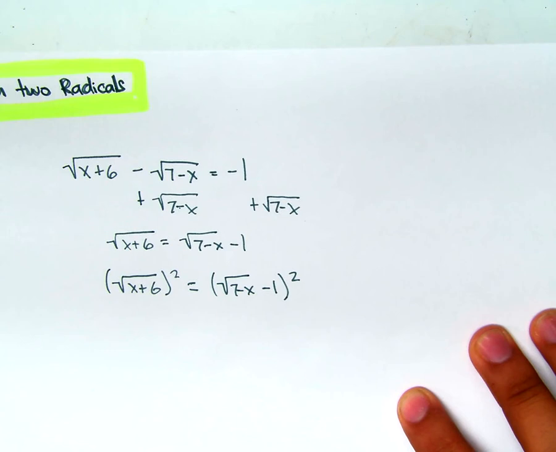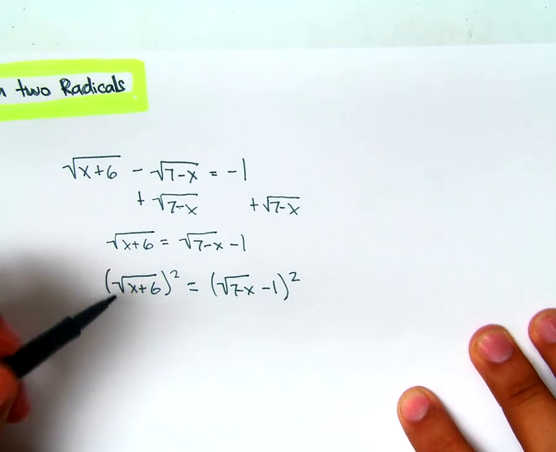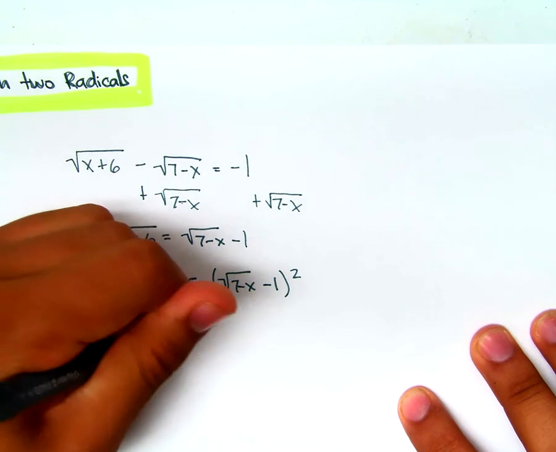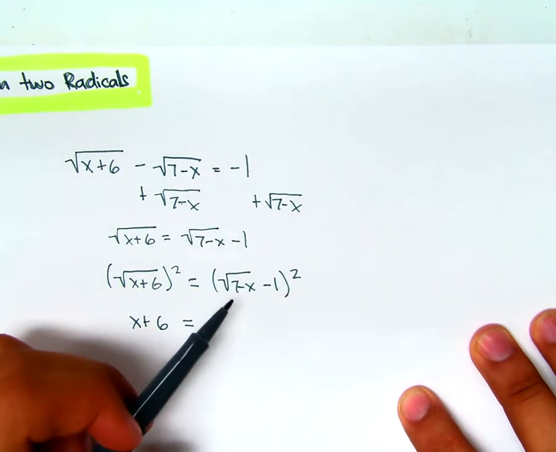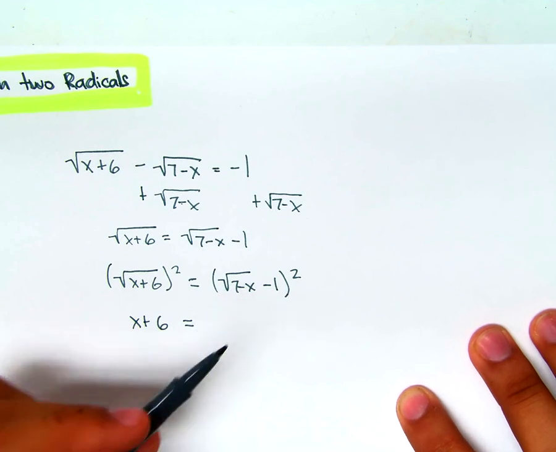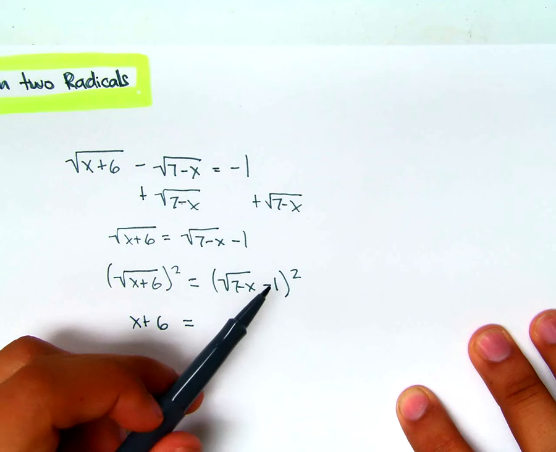And square it. So this side is easy. We know that these cancel out, so we're just left with x plus 6. And then here on the right, we treat this just as we would any other binomial. We can't distribute the 2, because of the minus sign.